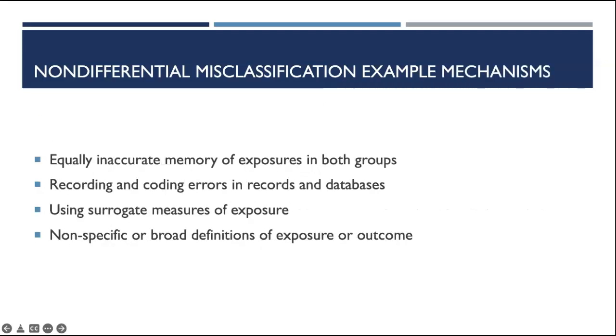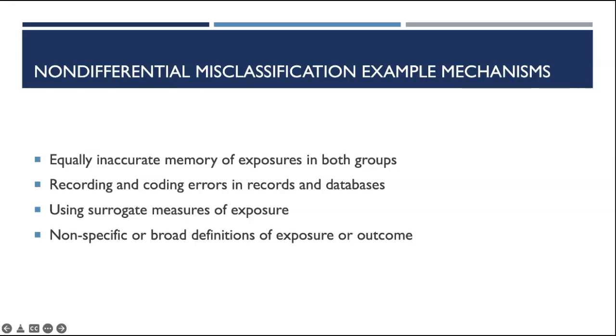So what are some example mechanisms? Well, there might be equally inaccurate memory of exposure in both groups, where both groups have a difficult time remembering something in the past, remembering that exposure status that's happened in the past. Recording and coding errors in records and databases might happen equally across your two groups in your study.